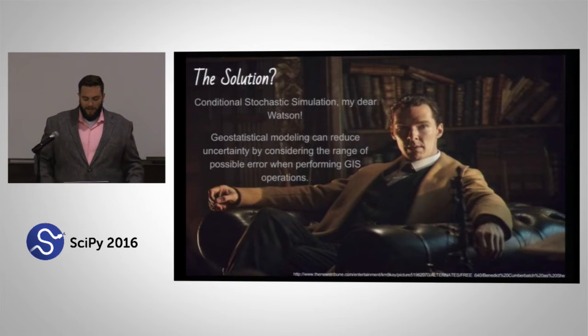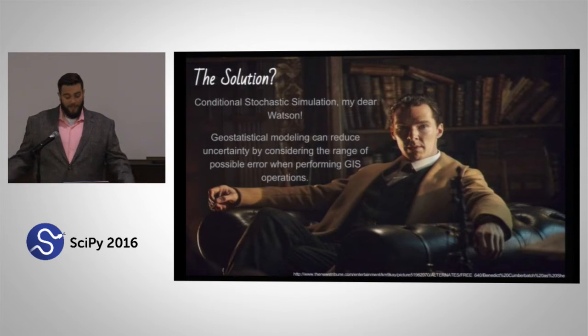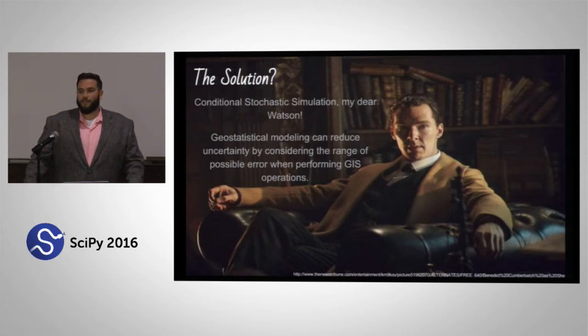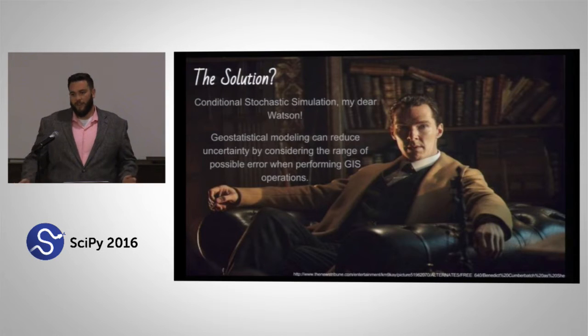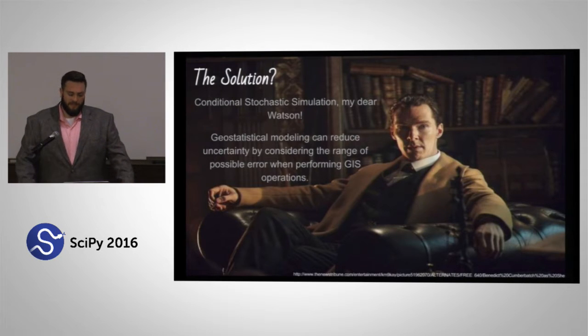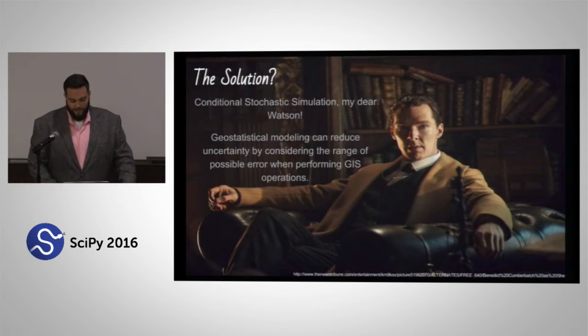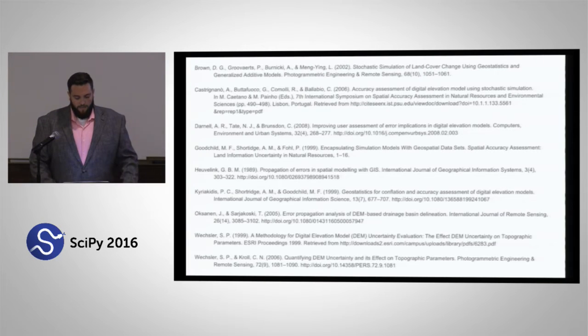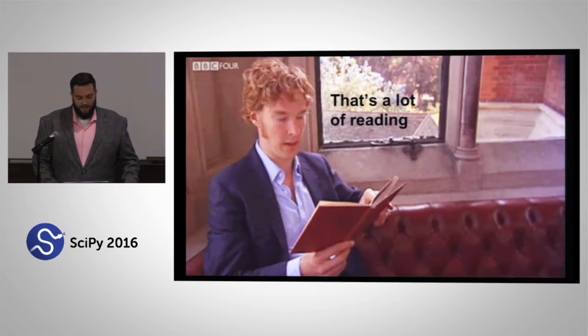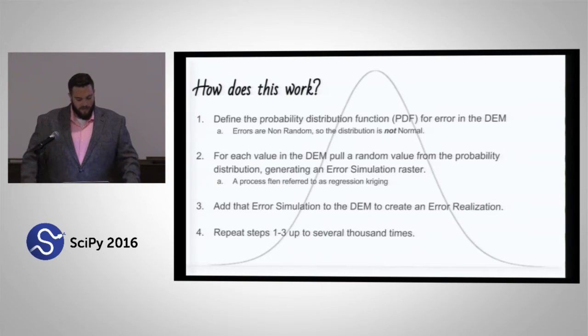And we found out that conditional stochastic simulation is really the key to ameliorating this error. It lowers your uncertainty by considering the range of possible error in your DEM, and thus you can consider it in all of your future calculations. These are just a few. This is about 9 of the 25 that I read. Just on that topic, there's about 70 papers I've gathered so far for my thesis, and there's about 20 to go. So here we go.